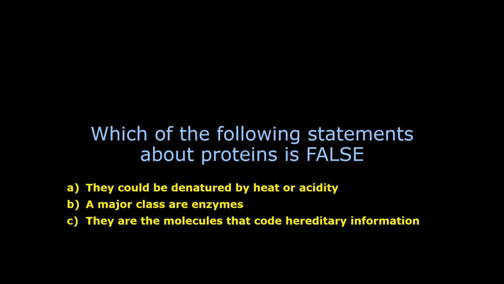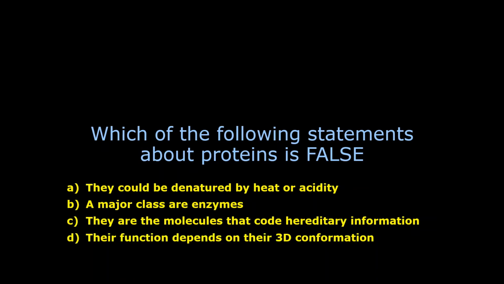They are molecules that code hereditary information. Nope, that's DNA. It used to be thought a long time ago that protein was the info molecule, but we know today that DNA is the info molecule. So that's false. I'm going to go for that being the answer. Let's hope D is an actual true statement. Protein function depends on their 3D conformation. Yep, that's true. So C is the only false one there, and that is the correct answer.